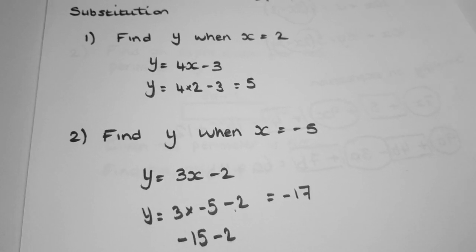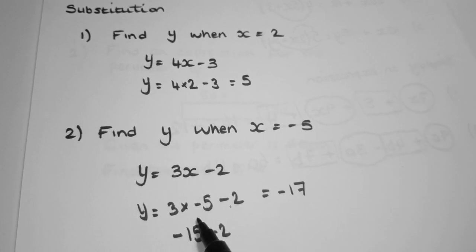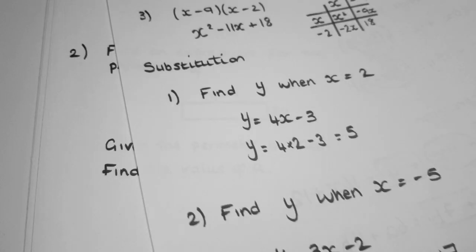Okay, so just be careful with your substitution on those ones. If this comes up on a calculator paper, you can just type that line in. 3 times minus 5, take away 2, and the calculator will deal with it for you.